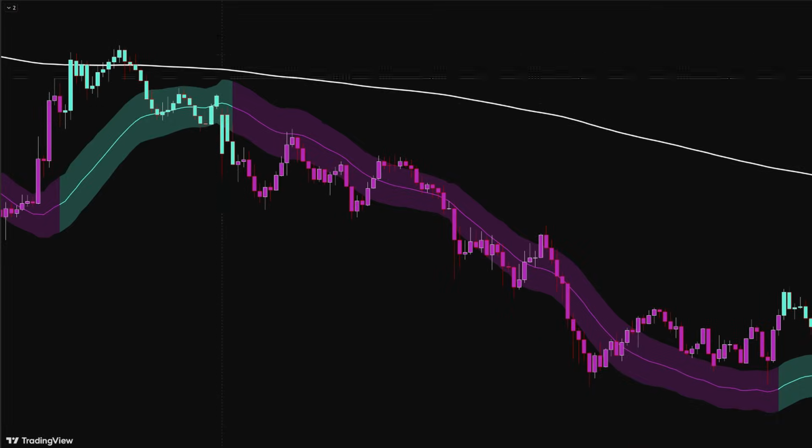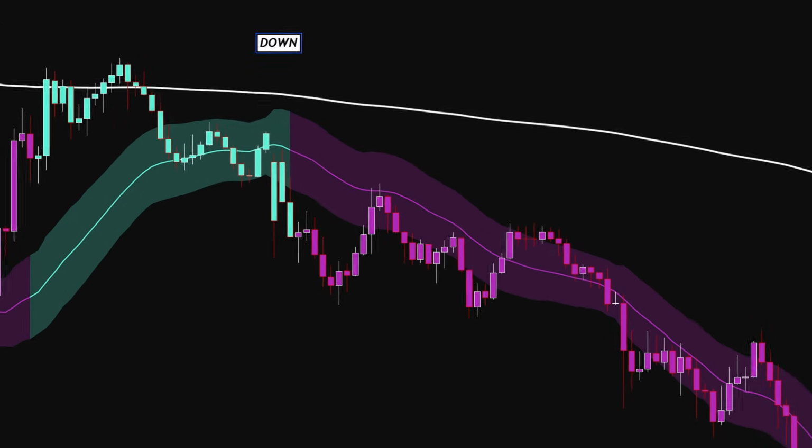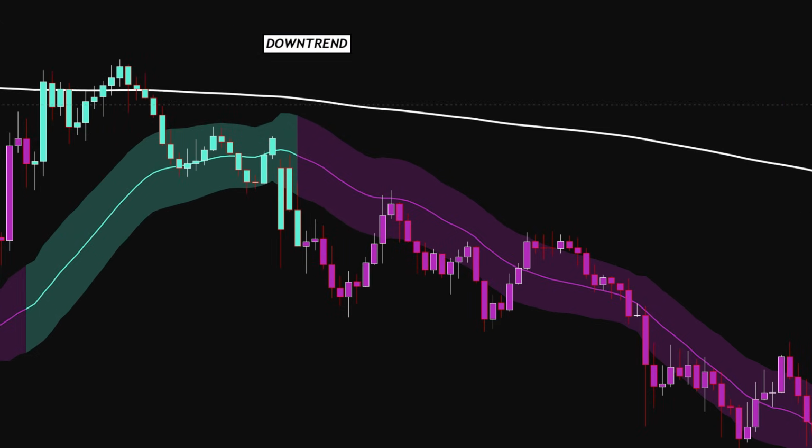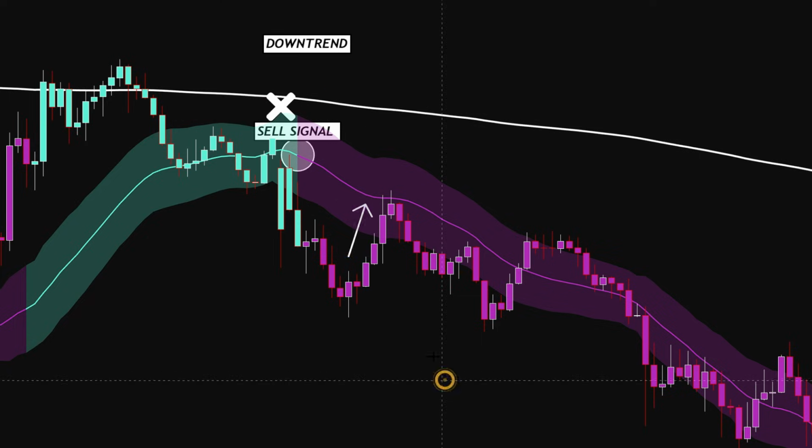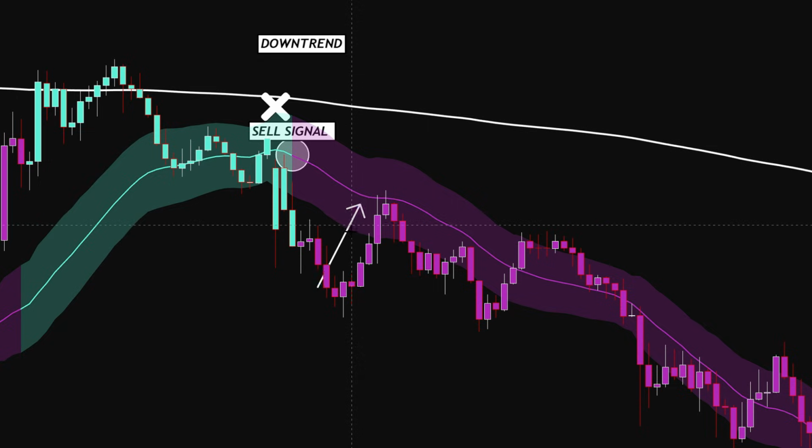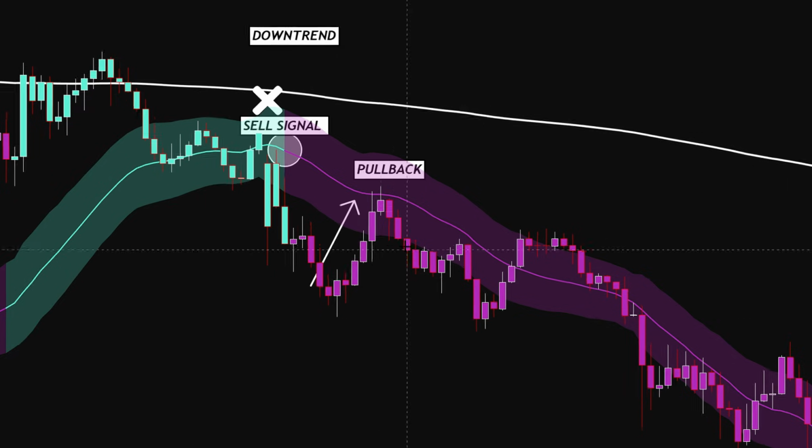Check out the chart. The price is below the 300 EMA, so we're clearly in a downtrend. We're not selling every color change. We wait for price to move back up into the band. We want to see candles printing inside that band. The retest is critical. Most traders skip it because it feels slow, but this is where weak signals get filtered out.